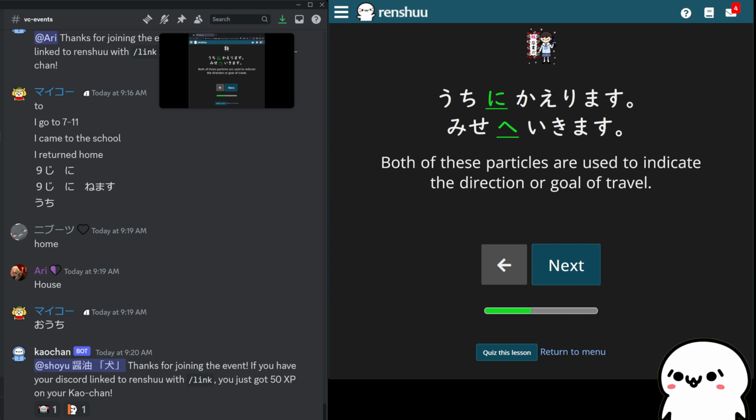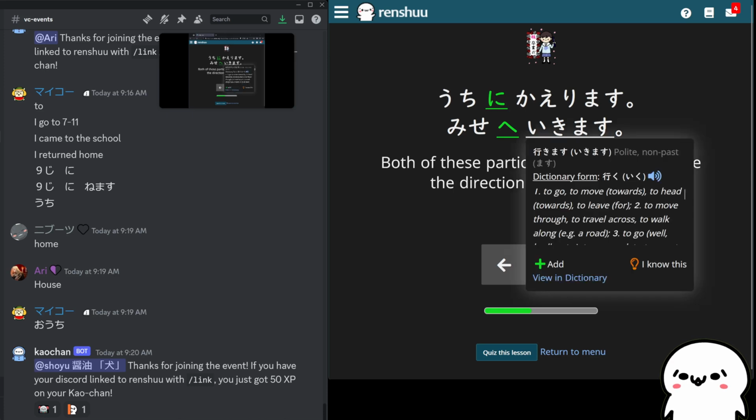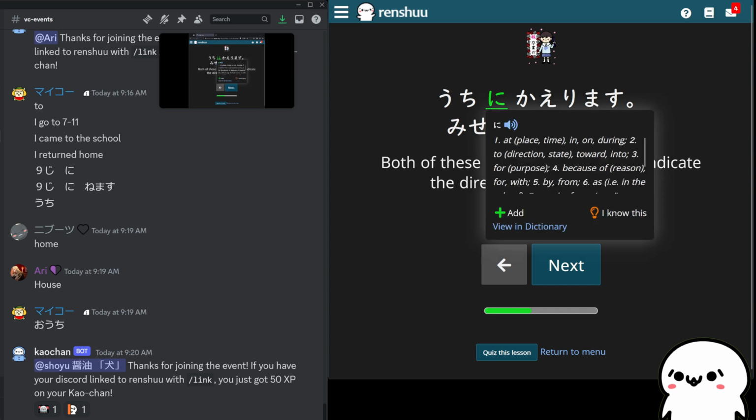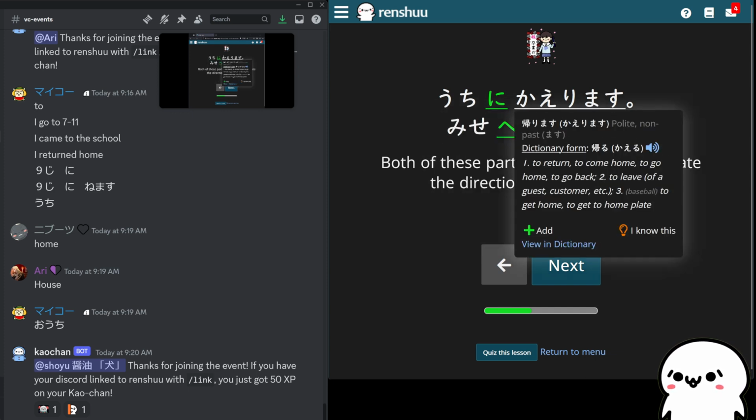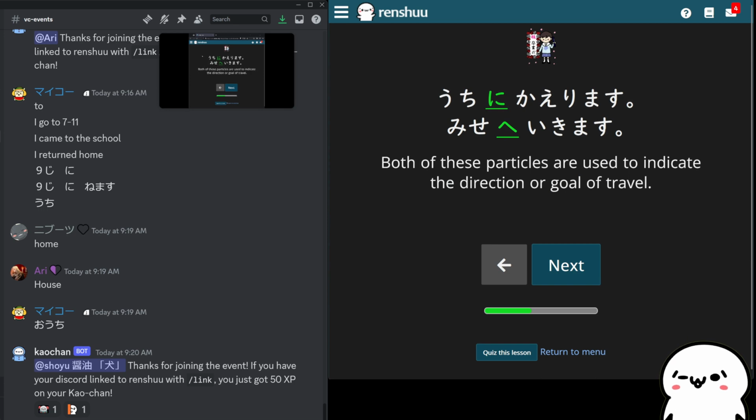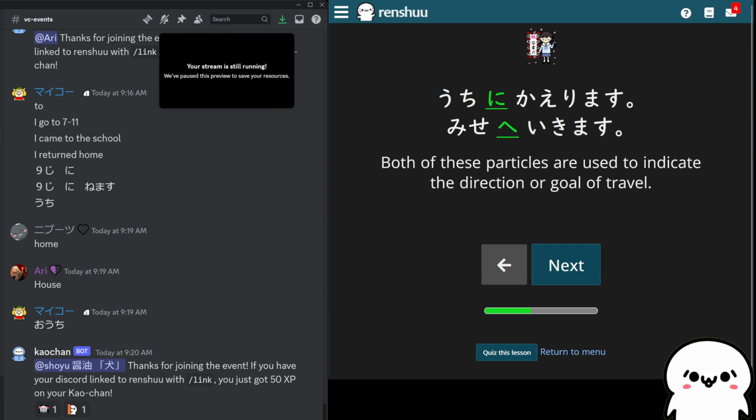And all you have to do is remember our signposts, our particles, point to the left always. So this ni is pointing to uchi. And it's saying, there's no subject here. So we assume it's I, because the speaker is talking or writing. So uchi ni kaerimasu is I return home.